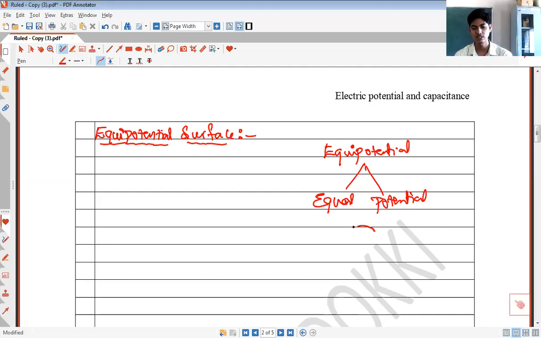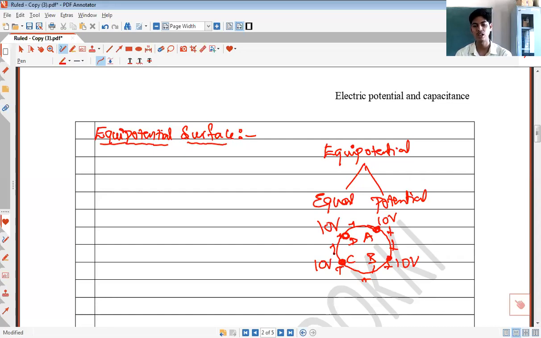Suppose here is the surface of a charged conductor. You measure potential at this point, say A, and suppose the potential at this point is 10 volts. You measure potential at this point B, and the potential at B is also observed to be 10 volt. At point C, you observe the potential to be 10 volt, and at this point D, the potential is again observed to be 10 volt. You can call this surface of a charged conductor an equipotential surface, because potential at each and every point on this surface is the same.